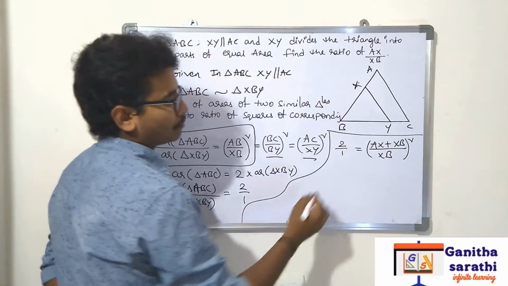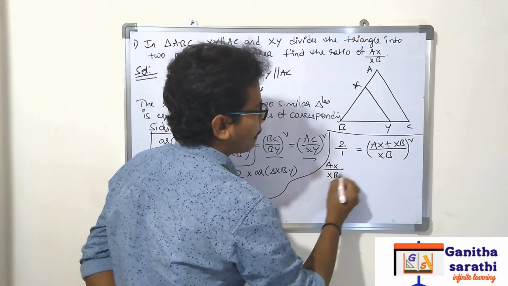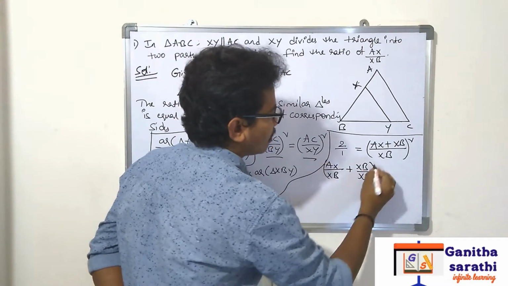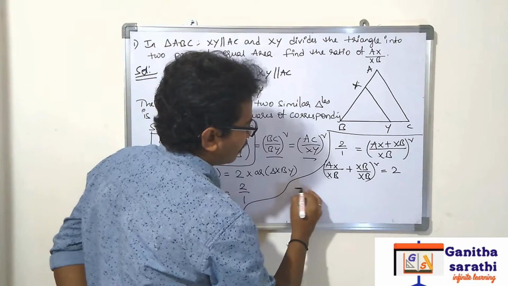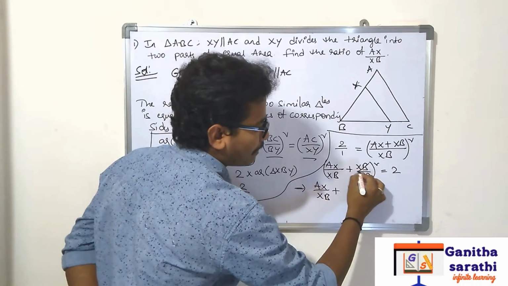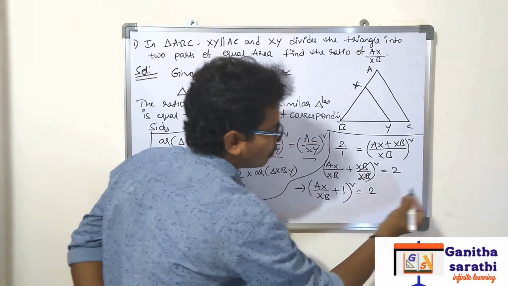Okay. Now separate that one, means like AX by XB plus XB by XB whole square is equal to 2 by 1, which means nothing but 2 only, right? So now that implies AX by XB plus, we can cancel XB and XB, so it will be 1 whole square is equal to 2.